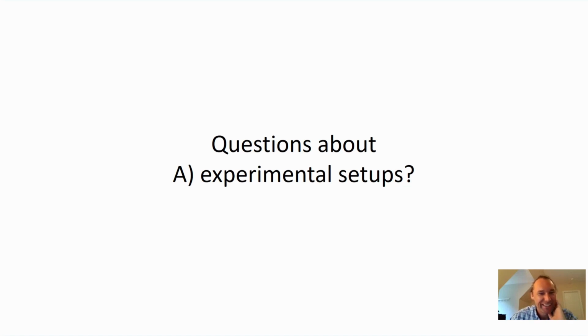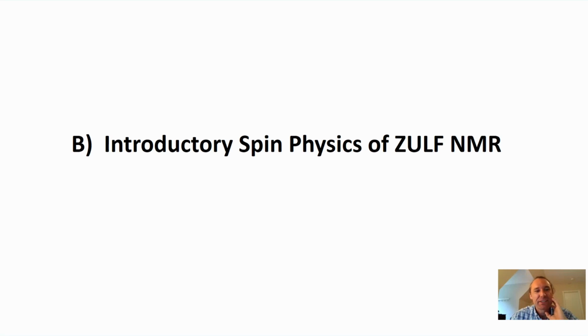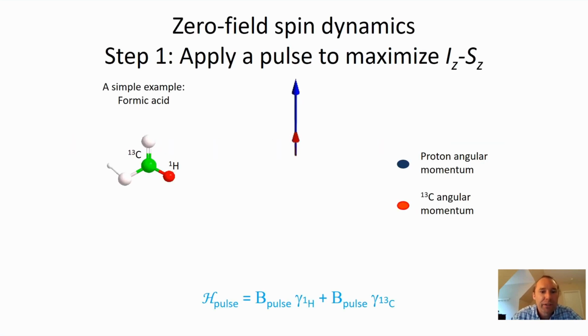Okay, wonderful. So now let's talk about part B, which is the introductory spin physics of ZULF-NMR. Typically what we do is, you prepolarize your sample, you shuttle it down to the ZULF sensor, and then one of the first things you do is apply a pulse. And so the first thing we're going to do is talk a little bit about the pulse.